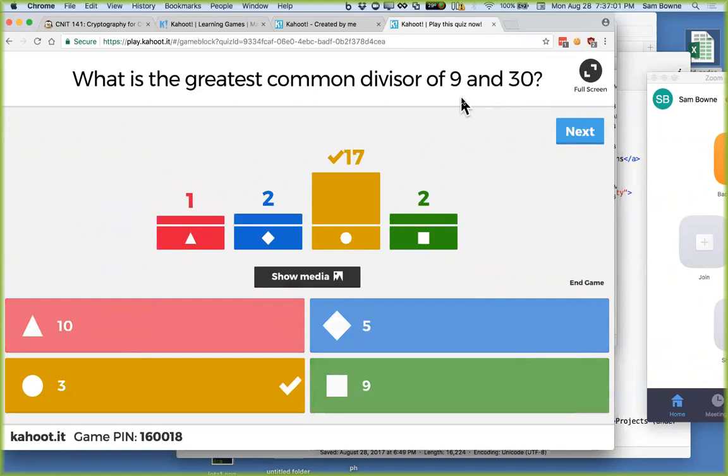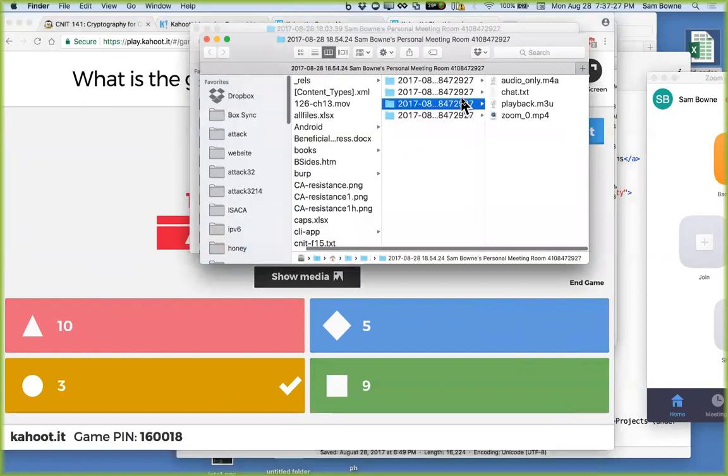So 9 is 3 times 3. 30 is 3 times 10. But 10 is not a prime number. So the way to do this right is you have to factor things down to their prime factors. So this is 3 times 2 times 5. And those are all prime numbers because they're not composed by multiplying smaller numbers together. That is the limit to how you've decomposed it. So 3 times 3 and 3 times 2 times 5, they have one 3 in common. So the largest common divisor is 3.